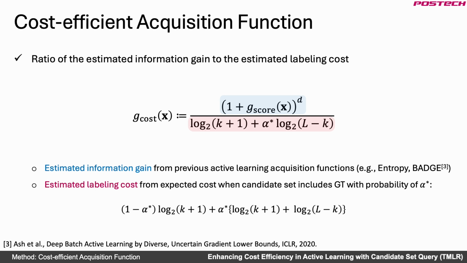The numerator comes from traditional functions such as entropy or BADGE, while the denominator is the estimated annotation cost of the sample. Here, D is for balancing informativeness and estimated annotation cost.